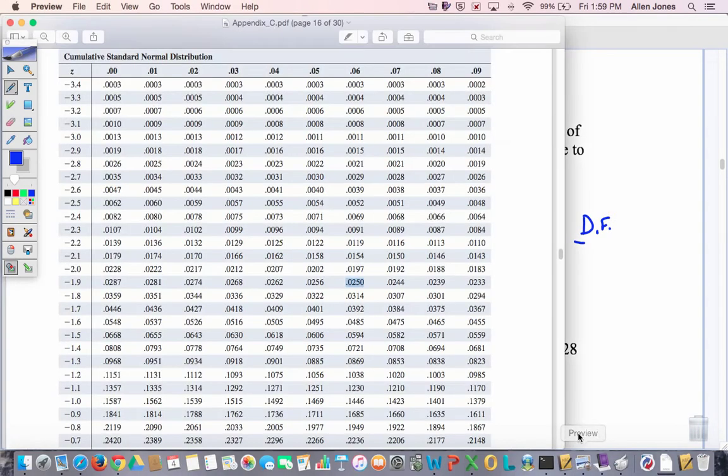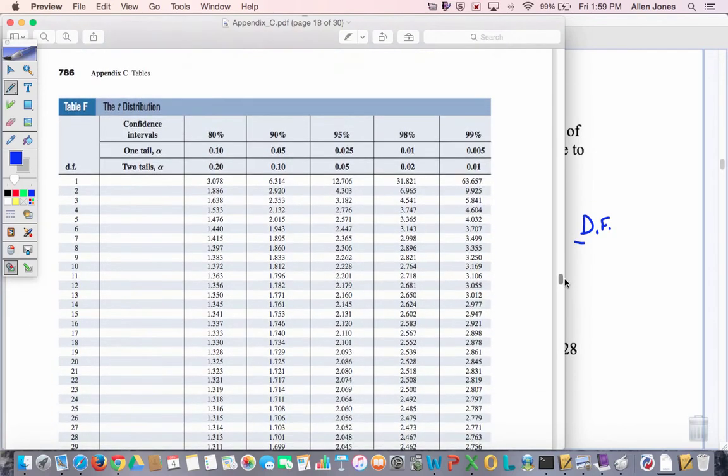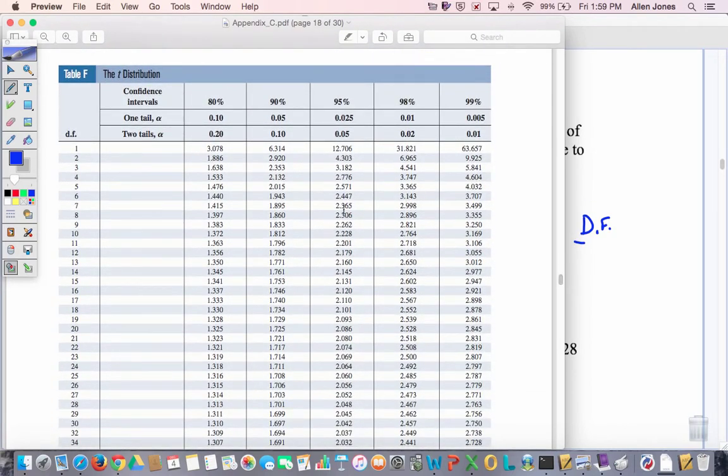Let's pull that table up here. So there's table E, and here is table F, the t-distribution. Notice over here we have degrees of freedom. That would simply be our sample size minus 1. And then we have these 5 confidence intervals, 1, 2, 3, 4, 5. Those would be the only 5 that we calculate for these types of problems.